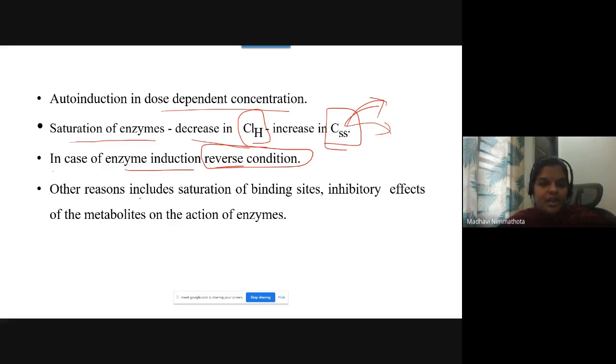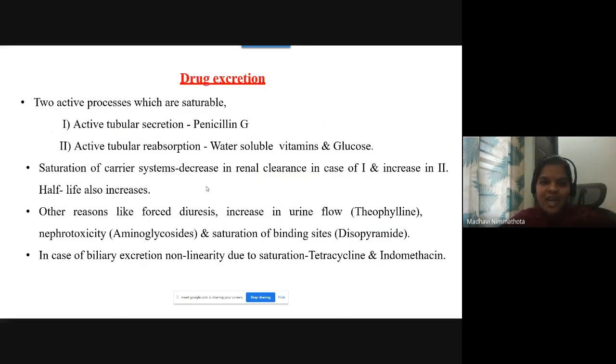The other reasons which include deviating from linearity: saturation of binding sites, and inhibitory effects of the metabolites on the action of enzymes. Okay, this is how metabolism causes non-linearity, and only the last one is drug excretion causes non-linearity. Why will drug excretion cause non-linearity in the pharmacokinetics?